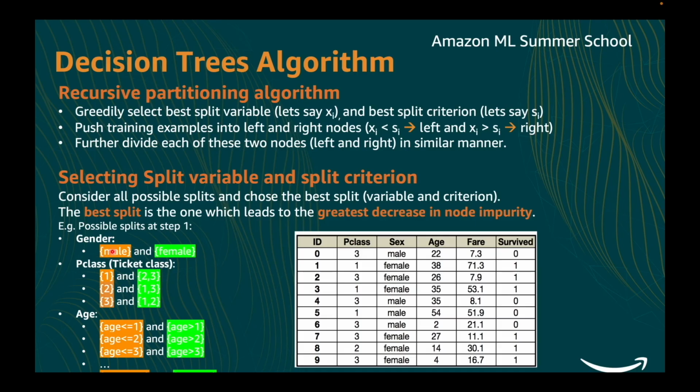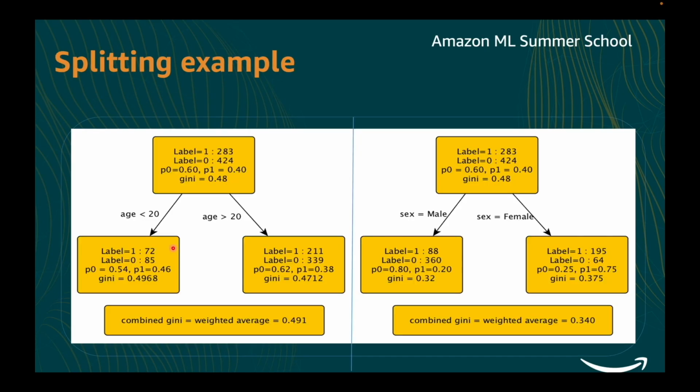So now, each of these orange and green boxes, each of these pairs, is a new, different split criteria. So we want to choose the best one. We want to choose the one which leads to the greatest decrease in the impurity of the resulting nodes, right? So let's look at an example of this first before we talk about the criteria for measuring impurity of nodes.